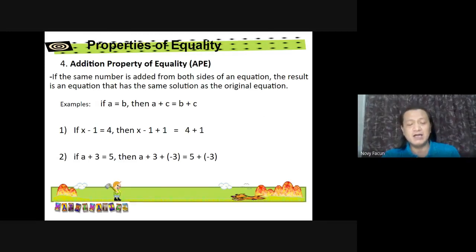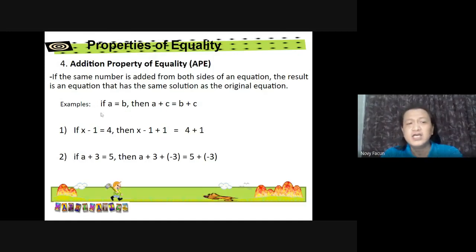Ibig sabihin lang niyan, kapag nag-add ka ng kahit anong number dito sa kaliwa, let's say nag-add ka ng 5 sa kaliwa, dapat pares lang din sa kanan mo. So, kailangan both left and right of the equation has the same number being added. Whatever you add to the left side, pares dapat to make it equal.